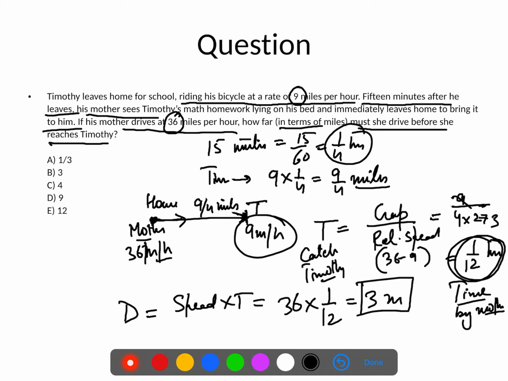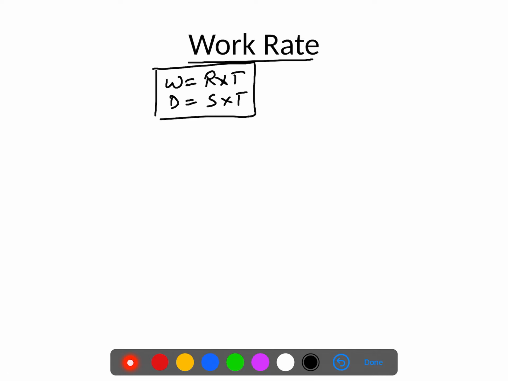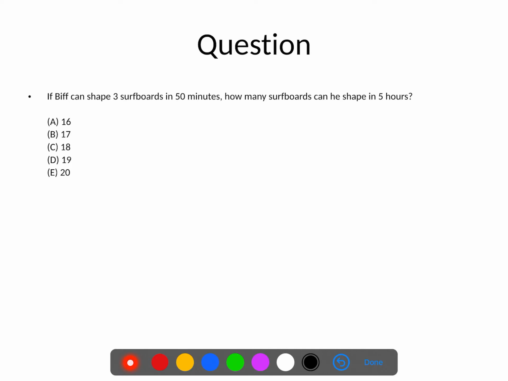Okay, so if you're confused at any point, just go back to the question and watch the whole thing again. Now work rate. So work is equal to rate into time, the way distance was equal to speed into time. So in that sense they are the same. But the questions could be a little different. So let's go to the question itself, but the basic formula remains: work is equal to rate into time.